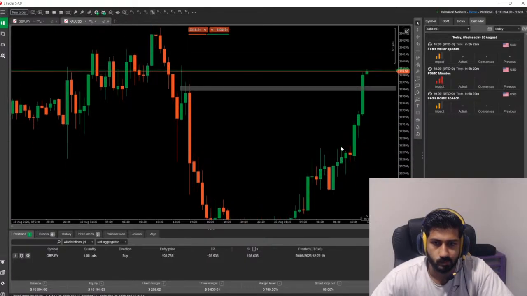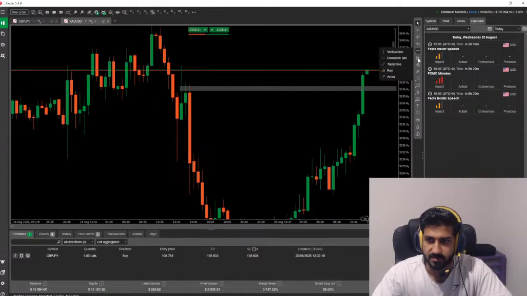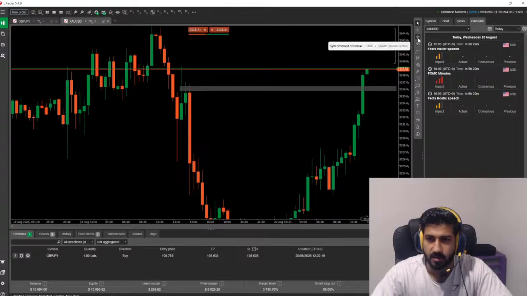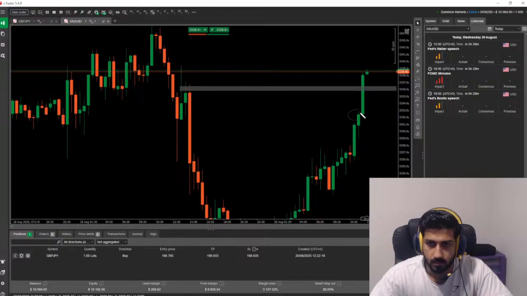See, I've seen this happen many times. As I was explaining earlier, when we have a candlestick like this, how can I use these tools on the right hand side to explain when we have a candlestick like this?